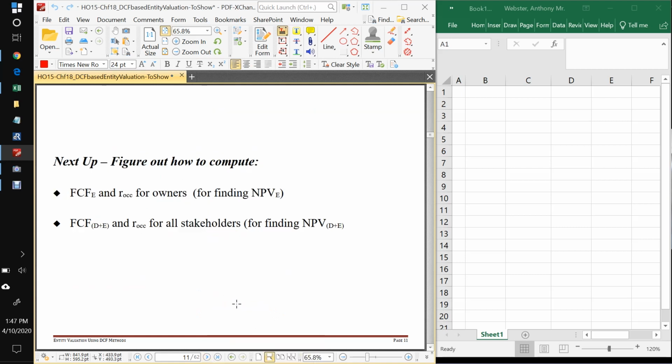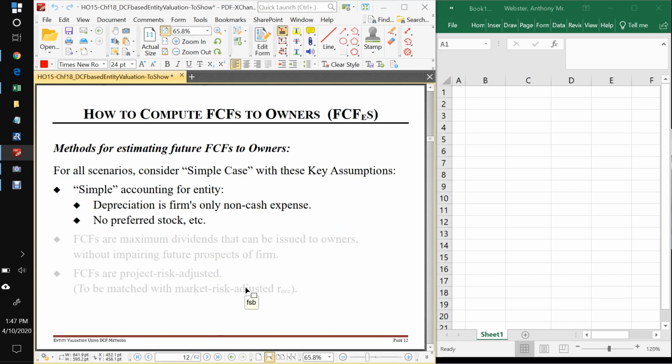Okay, enough of that. So next up, let's figure out how to compute free cash flows to owners and our cost of capital for owners. And that's going to be when we're working on NPV to shareholders. Let's also find out how to compute our unlevered free cash flows that are available to everyone and the associated opportunity cost of capital for all stakeholders. And this is going to be when we're finding the NPV to all stakeholders, NPV for D plus E. All right, so let's start with owners. Let's start with how to compute our free cash flows to owners. So these will be our FCFEs.